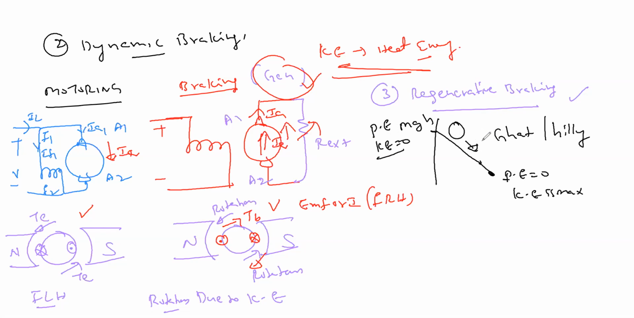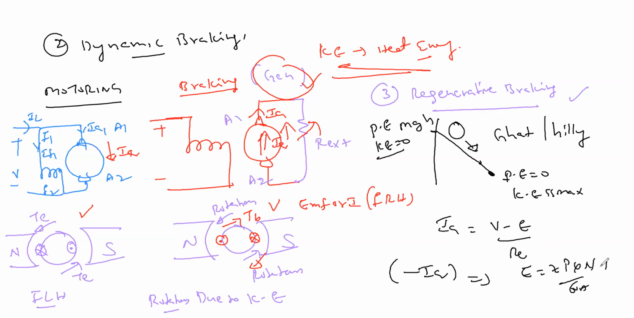So what am I saying here? Normally, what should the current be? Current in a motor is (V minus E) by Ra. Now in braking, what should it be? It should be minus Ia. How will minus Ia come? Provided E is more than V. When will E be more? E will be more when the speed is more. How will the speed become more? In a hilly area the speed automatically becomes more. So E will be more, then the current is in the opposite direction.